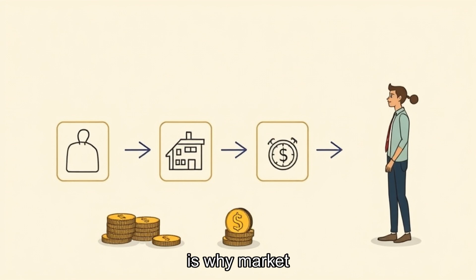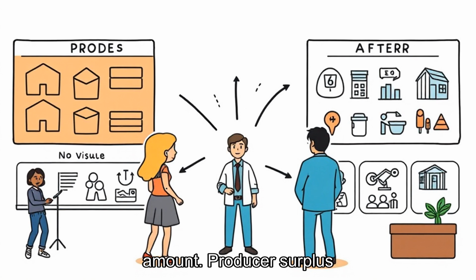Buyers do not usually see producer surplus directly. They see the final price, not the seller's minimum acceptable amount. Producer surplus grows when the market price rises but production costs stay stable. For business owners, the practical question is how to widen the gap honestly. Lower costs, stronger quality, better positioning, or unique value can increase surplus without tricking buyers.